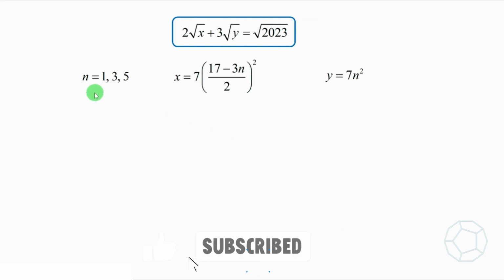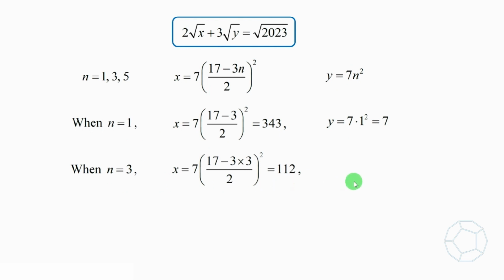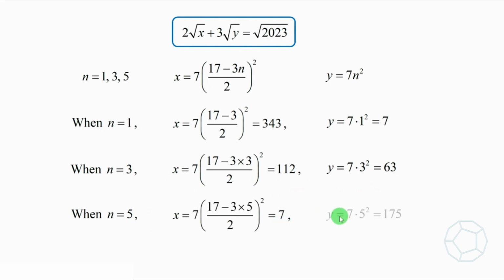We just have to put these values of n into the two equations to find the values of x and y. When n is equal to 1, x is equal to 343 and y is equal to 7. When n is equal to 3, x is equal to 112 and y is equal to 63. When n is equal to 5, x is equal to 7 and y is equal to 175. These are the three sets of answers for the Diophantine equation.